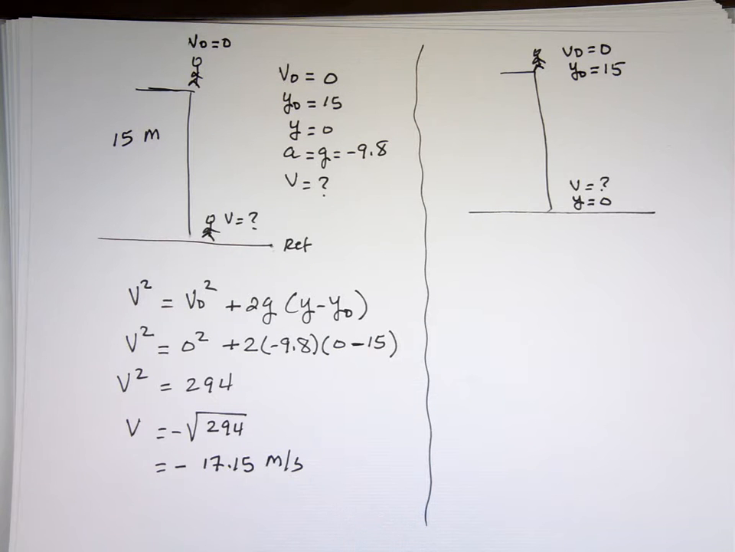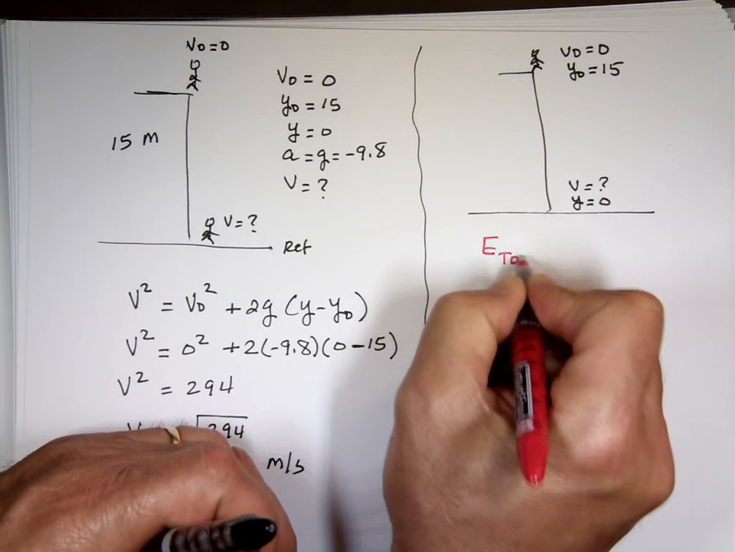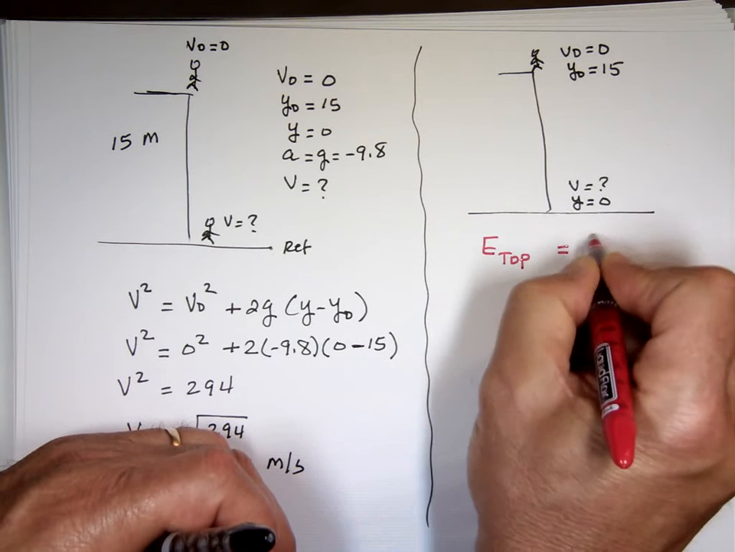Now, since you have a conservative force, it says if you take the total energy, the mechanical energy at the top, it should equal the mechanical energy at the bottom.